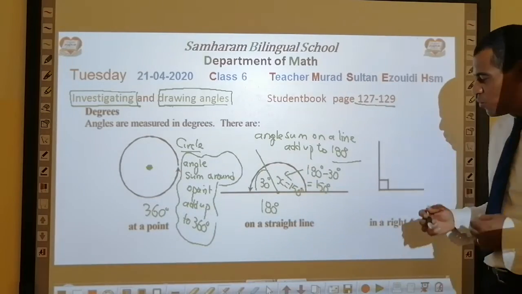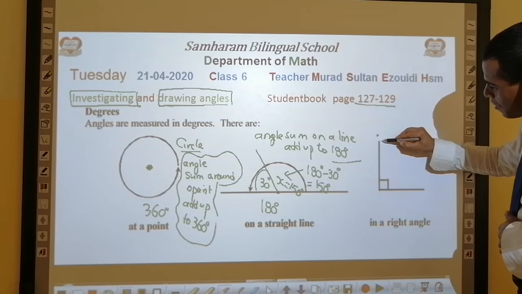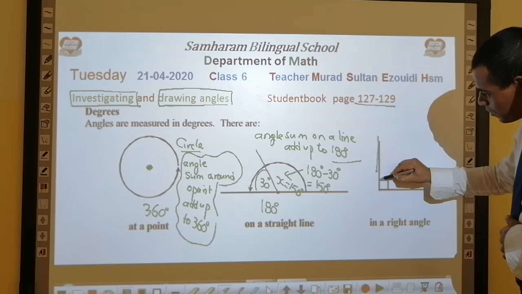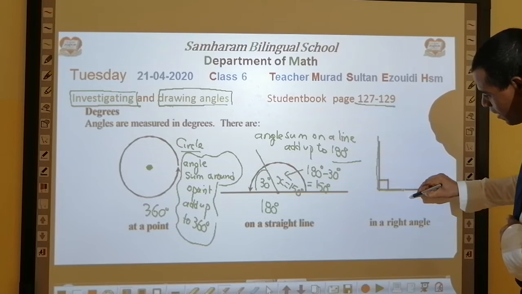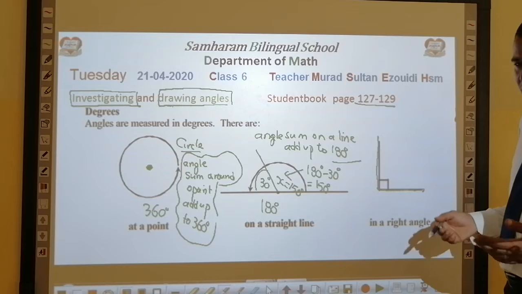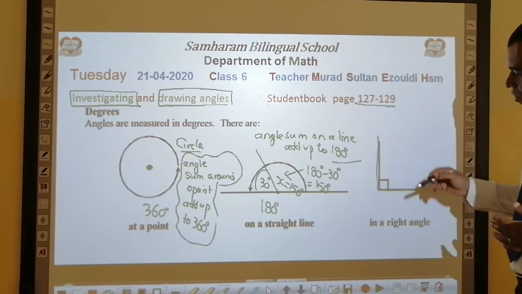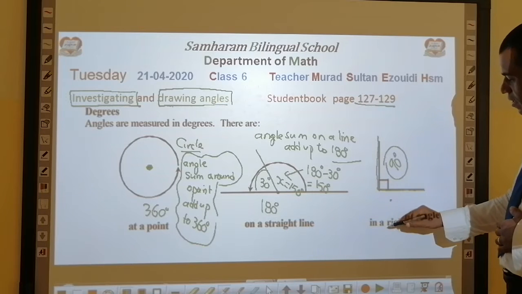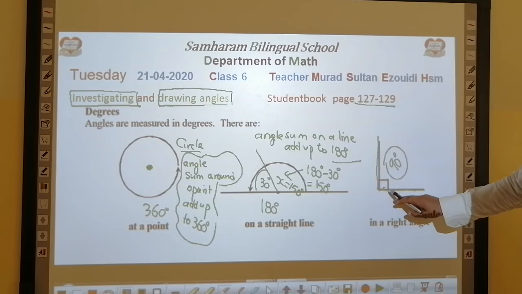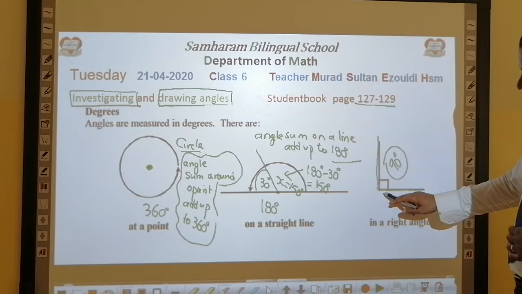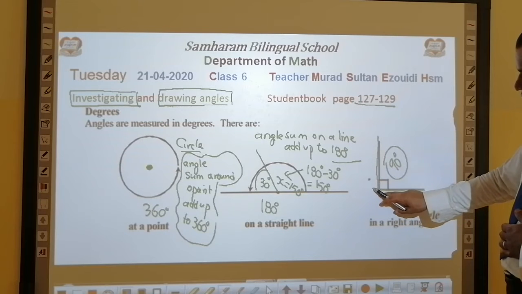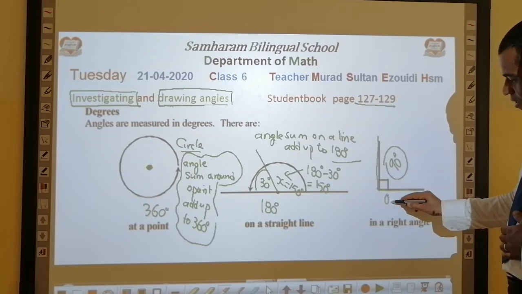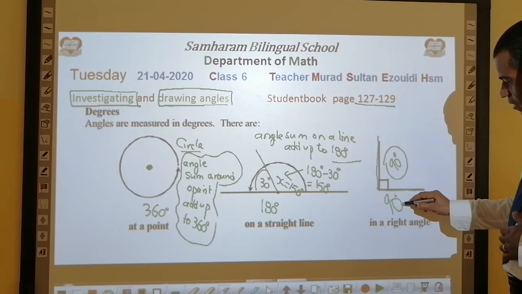And what about the next one? We have two perpendicular lines. When two perpendicular lines meet, they meet at an angle of 90 degrees. So this one, my kids, is a right angle. The angle at this vertex is 90 degrees.